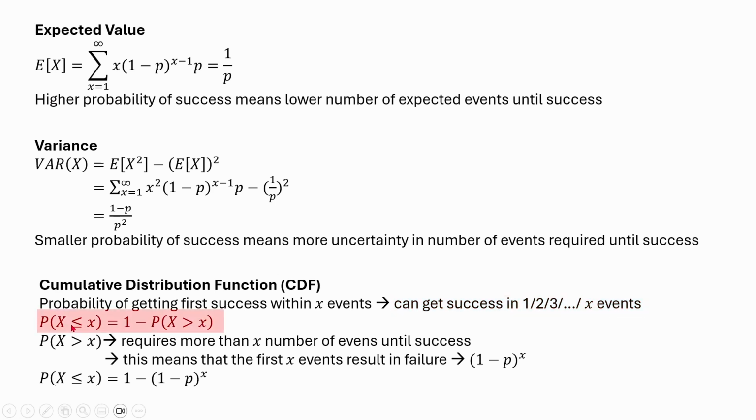So probability of X less than or equal to x can be written as 1 minus probability of X greater than x. So what is probability of X greater than x? Probability of X greater than x means that we require more than x number of events until success, right? Which means the first x events will result in failure and then in some event we are going to get a success. So what is the probability of the first x events resulting in failure? It is simply (1 minus p) to the power x because 1 minus p is the probability of failure. That means we can simply substitute (1 minus p) to the power x right here, and this is going to be our formula for the CDF.